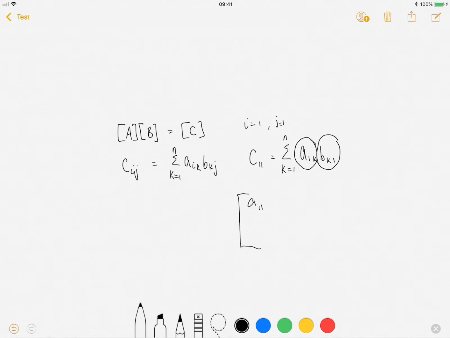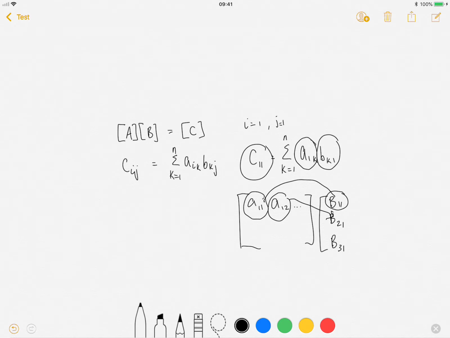So if we had A with these elements, A11, A12, dot, dot, dot, and we had B with these elements, B11, B21, B31, we would multiply each one of these terms, A11 multiplied by B11, plus, sorry, A12 multiplied by B12. And that would form the new element in C on the first row and first column.